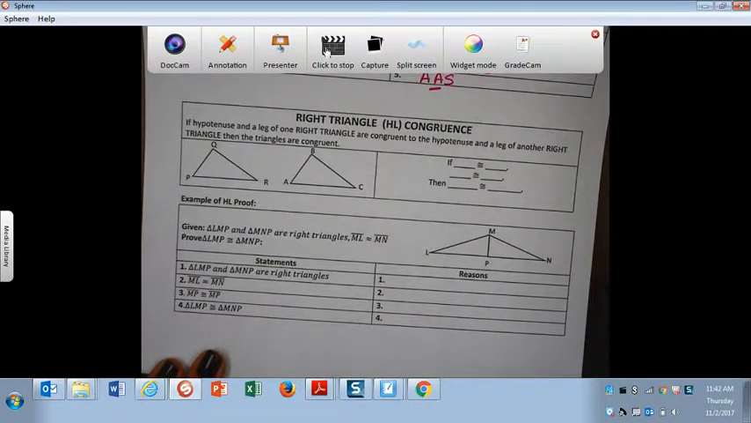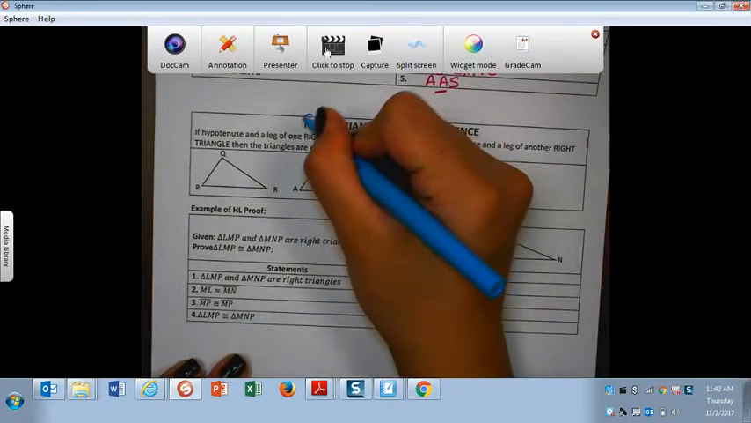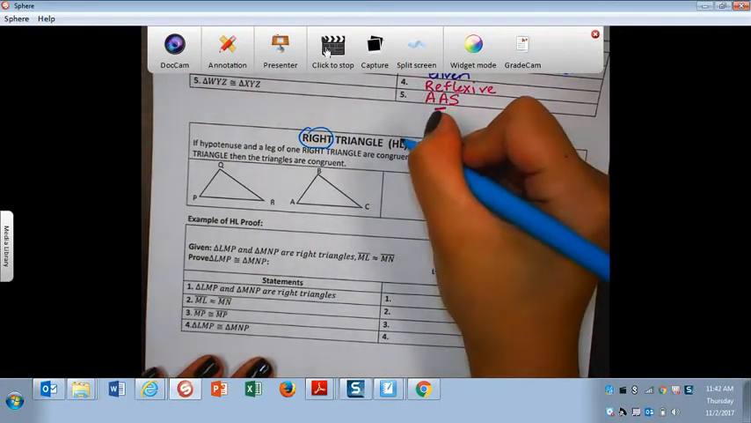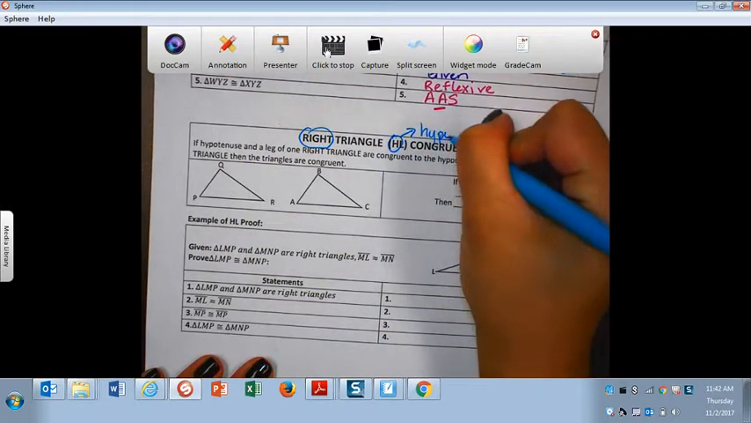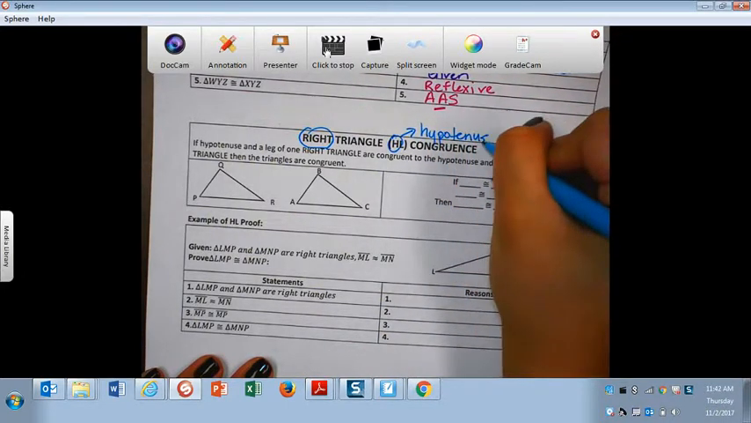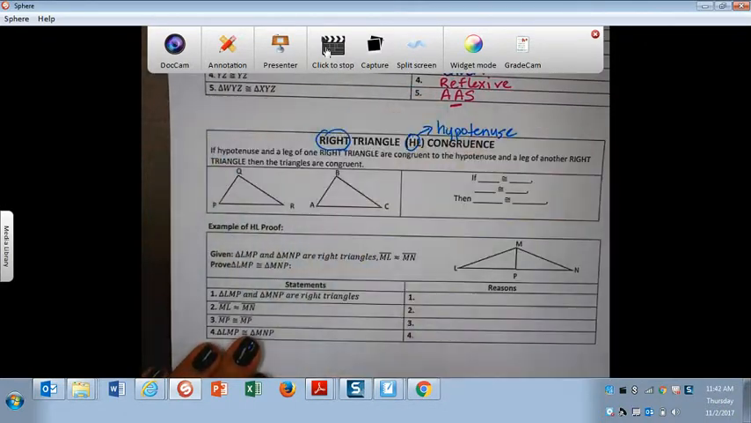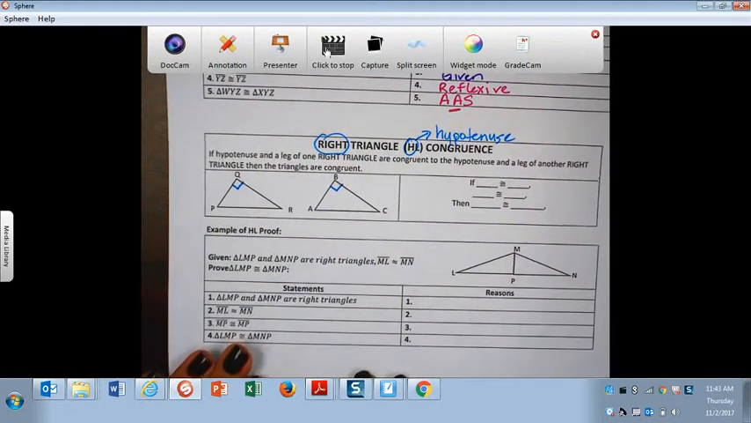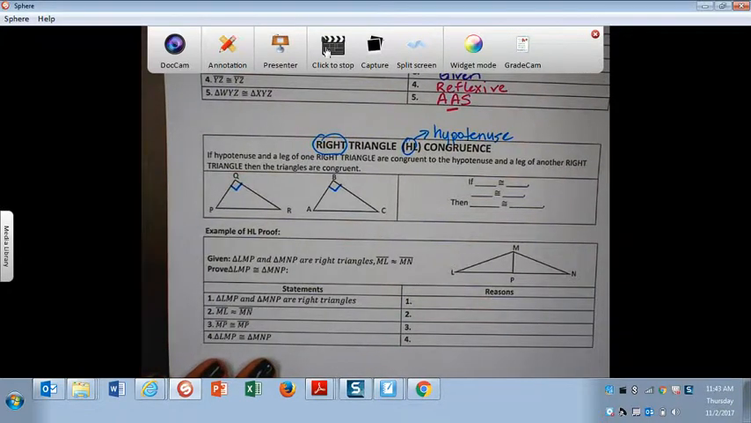Next thing, right triangle congruence. Obviously this involves a right triangle. Let's talk about this: H stands for hypotenuse. Now let's mark up the right angles first. We know that those are both right angles.